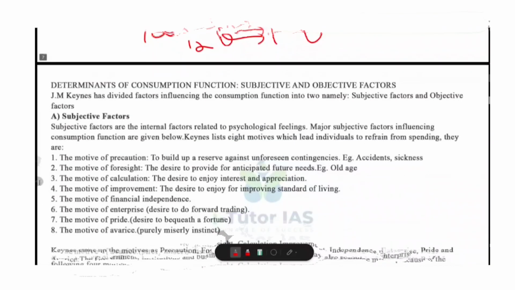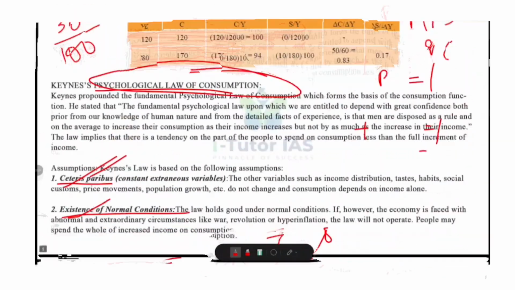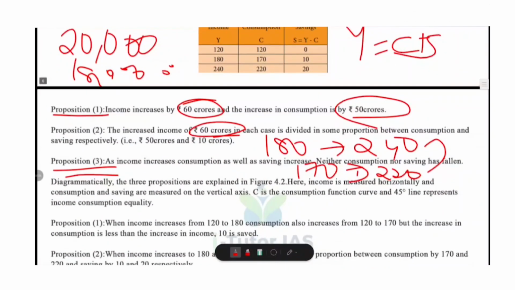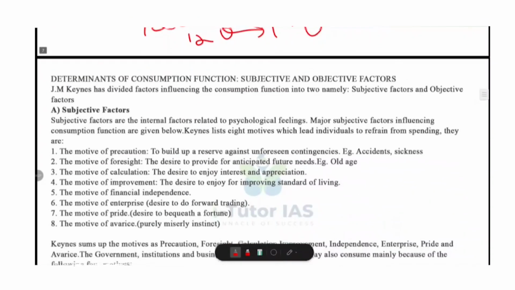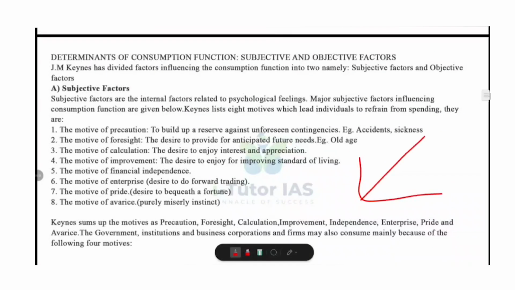Okay. Now let's understand it through a graph. On the x-axis, let's take income. On the y-axis, savings and consumption. So the 45-degree line represents all points where income is equal to consumption. That means people are neither saving nor dissaving.